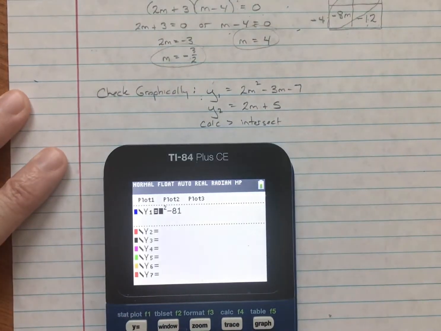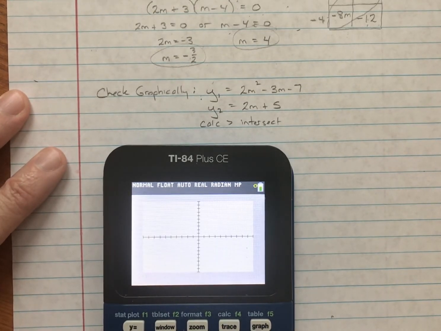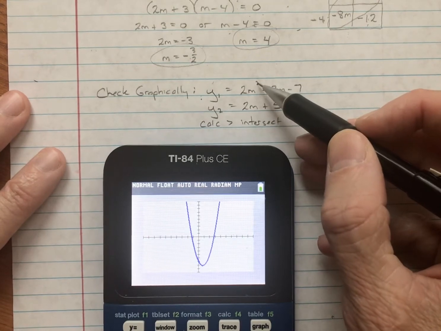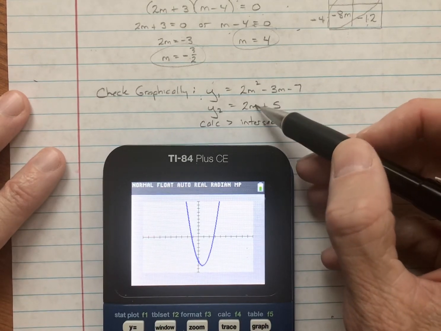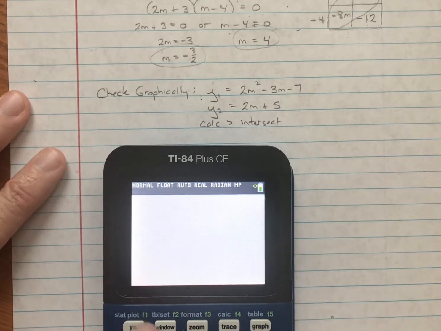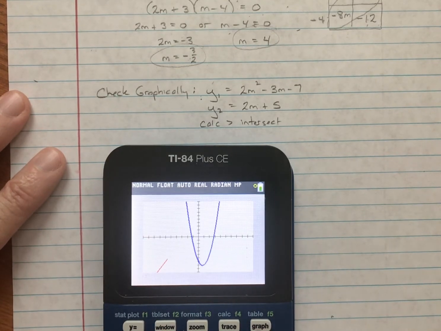Okay, let's go to y equals, clear out that one. My first one is 2x squared minus 3x minus 7. And as I mentioned, I'm going to go to zoom 6 standard. That's going to be a parabola. There's the parabola for equation number 1. It's a quadratic equation. They graph as parabolas. y2 is linear. It's degree 1. So it's going to graph as a line. 2x plus 5. Let's see where they intersect. Here comes the line.